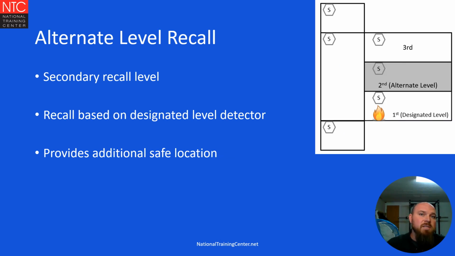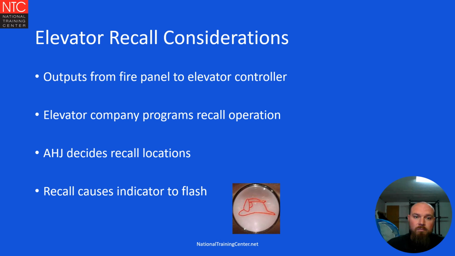The other place that we have for recall to occur is going to be our alternate level recall. Alternate level recall is the secondary recall level for fire department access. Recall is going to happen when there has been the activation of the designated level detector, or if the machine room is on the same floor of the designated level and there's an activation there, it will go to the alternate level. This provides an additional safe location for the elevator to be recalled to.